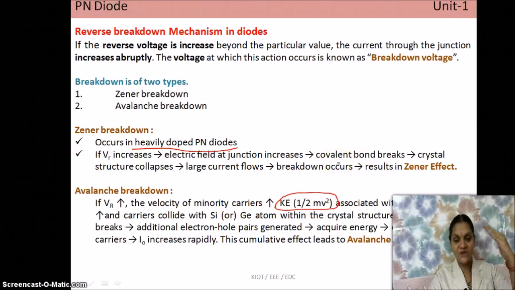This is because one atom has to go and hit another atom, and only then will some more electrons come out, and those electrons have to go and hit other atoms, and only then will still more electrons come out. Like that, this is a cumulative process. It takes some time for a large amount of current to flow. Hence this is a slow process, we can say. So the current flowing through the diode increases slowly. This is the difference between the Zener effect and the avalanche effect.